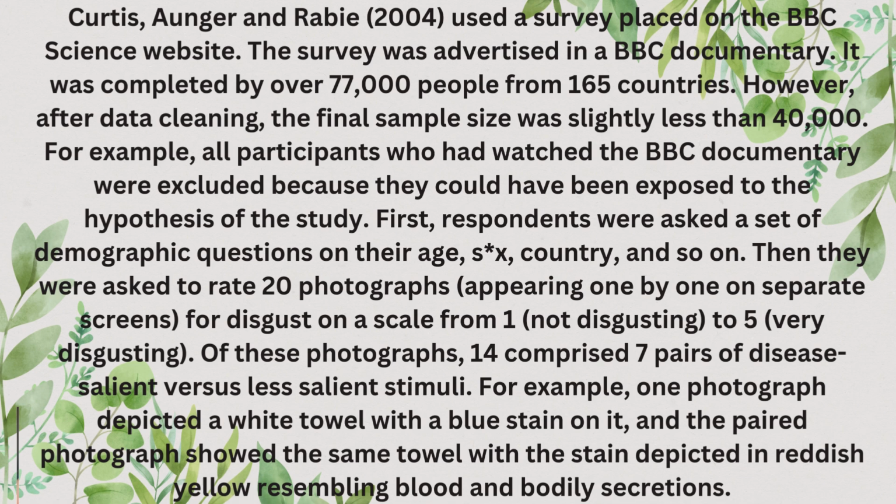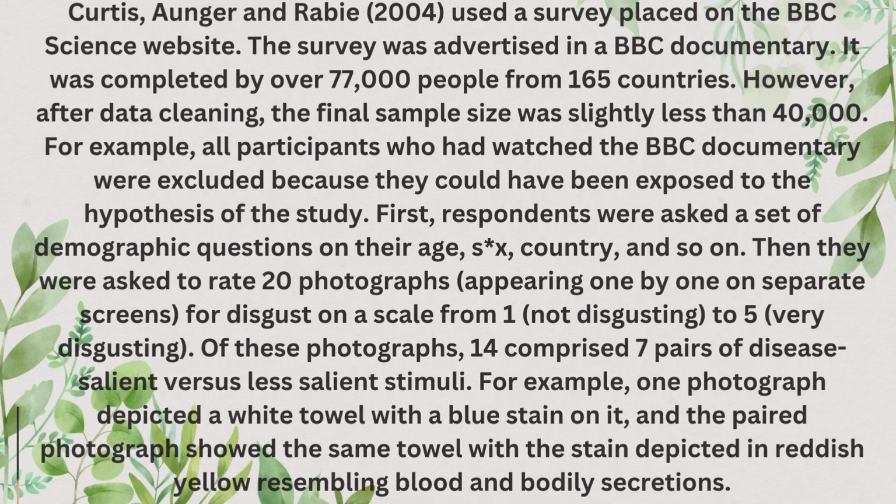First, respondents were asked a set of demographic questions on their age, sex, country, and so on. Then they were asked to rate 20 photographs, appearing one by one on separate screens, for disgust on a scale from 1, that is not disgusting, to 5, very disgusting. Of these photographs, 14 comprised 7 pairs of disease salient versus less salient stimuli. For example, one photograph depicted a white towel with a blue stain on it, and the paired photograph showed the same towel with a stain depicted in reddish yellow resembling blood and bodily secretions.